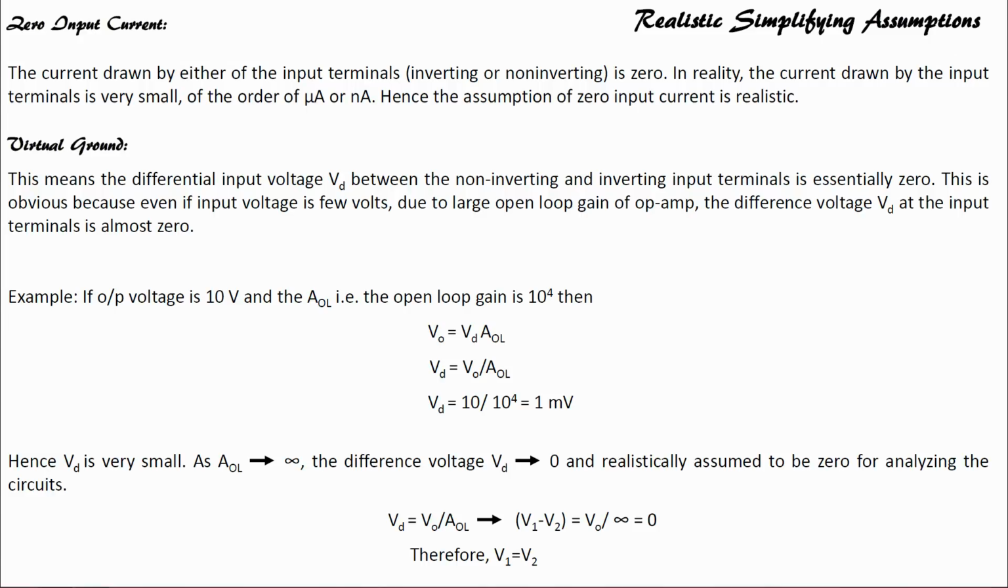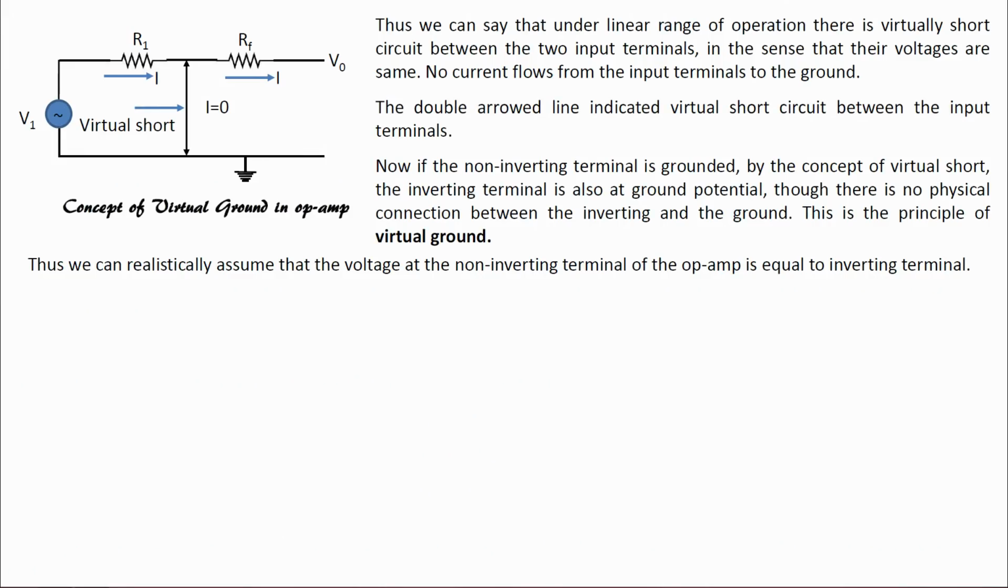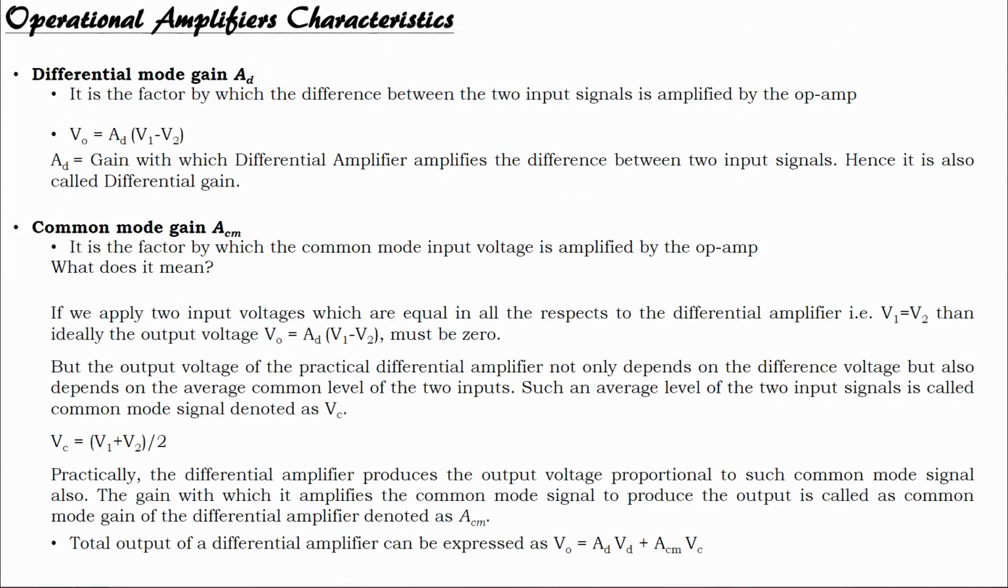Second is virtual ground, very important in the case of operational amplifier. This means the differential voltage Vd between the non-inverting and inverting terminals is essentially 0. This is obvious because even if the input voltage is a few volts, due to the large open loop gain of the operational amplifier, the difference voltage at the input terminal is almost 0. We have seen that. So, we have seen the concept of virtual ground: even if one of the terminals is grounded, the second terminal is also considered as a ground, and that is the concept of virtual ground.